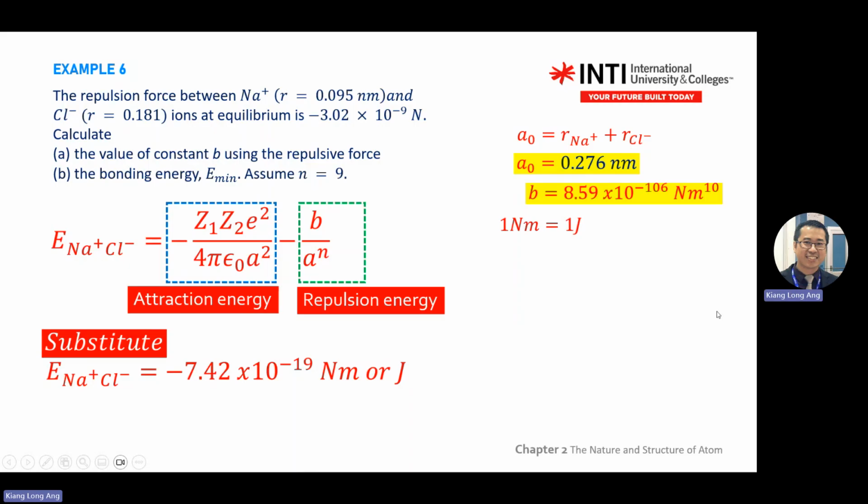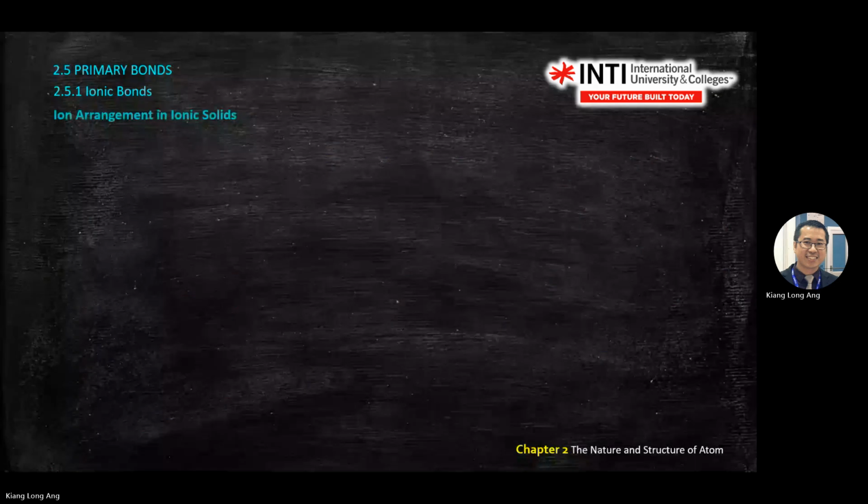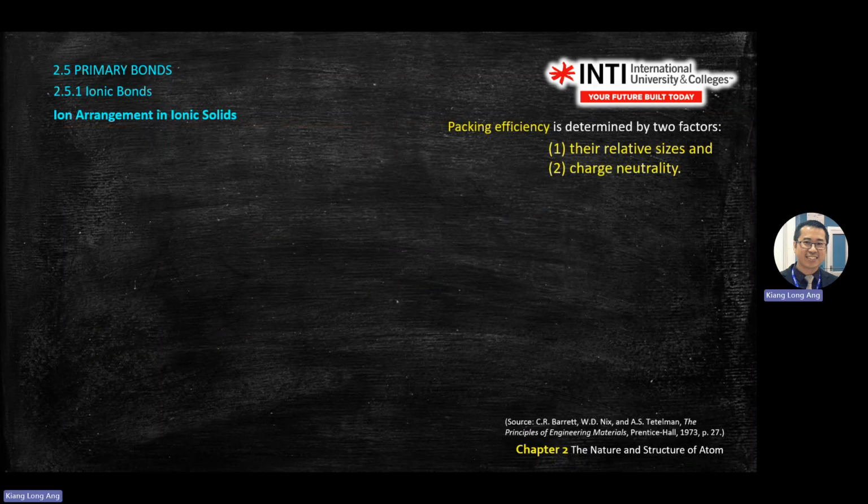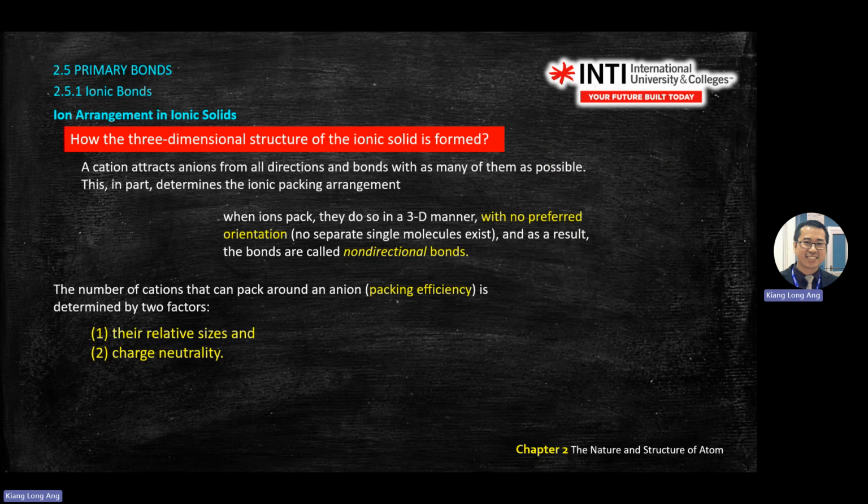Okay, just now we looked at the application of energy and force. And we are now in ionic bonding. We stay at ionic bonding. So now we look at the arrangement of ions, how they form in three dimensions.